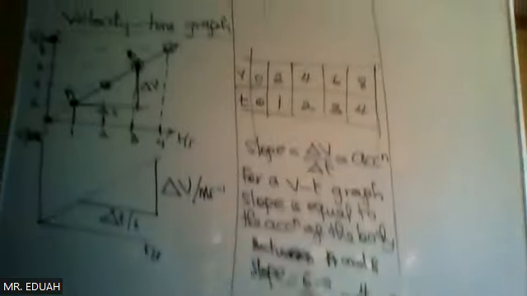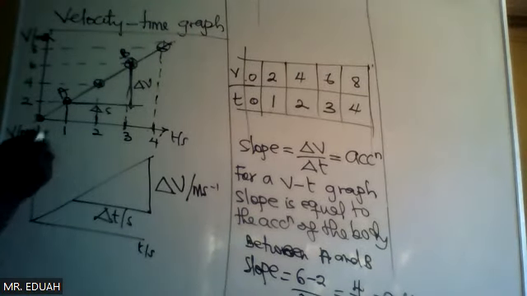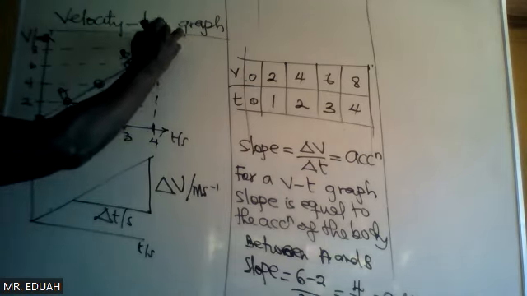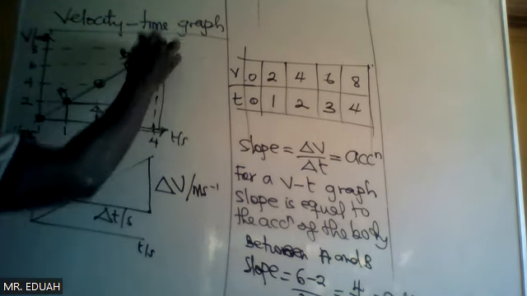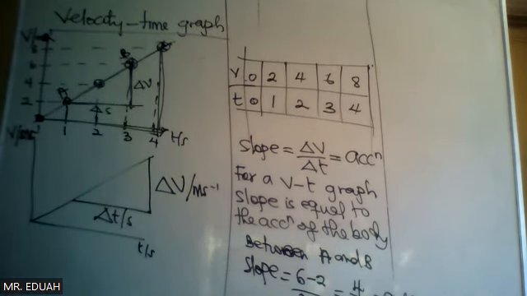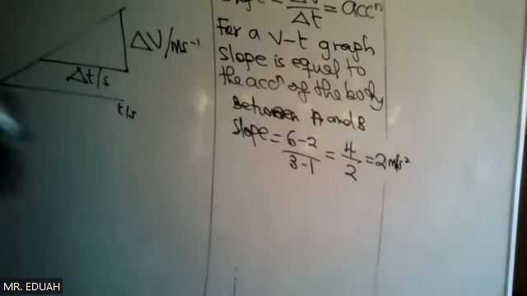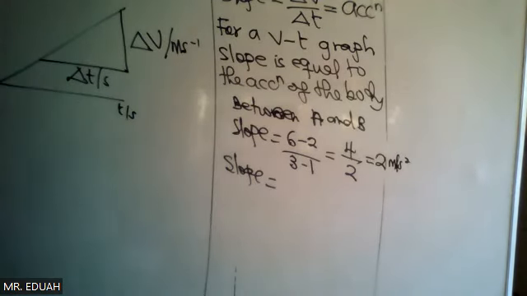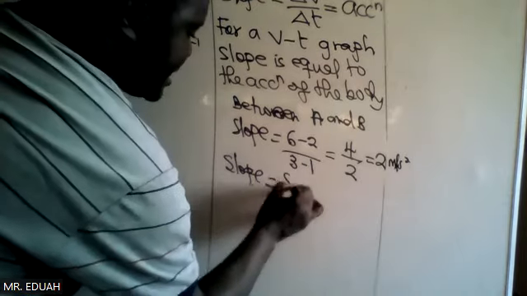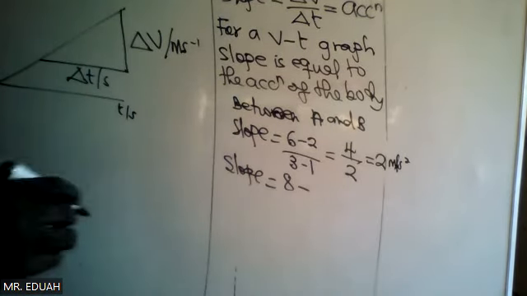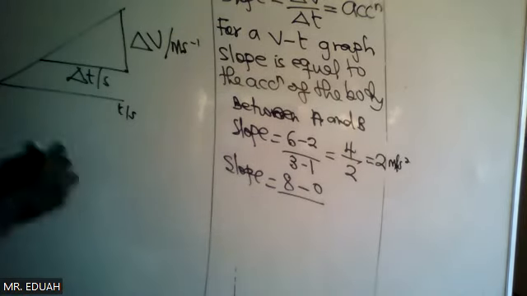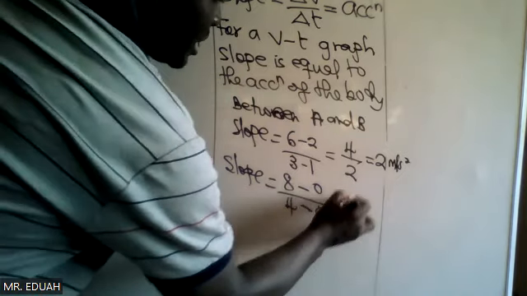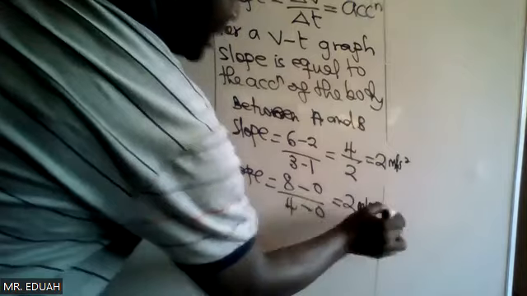I can also choose different points. Maybe this time I want to pick the extreme points, the one at the origin and then this one. And so I want to use this triangle to find the slope. The slope of the second situation would be the maximum 8 minus the minimum 0, over the time interval, maximum 4, minimum 0. And so this is also 2 meters per second squared.